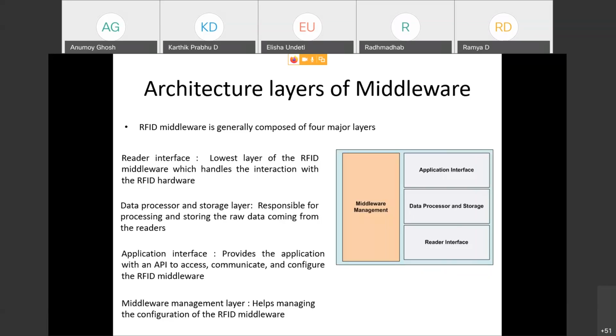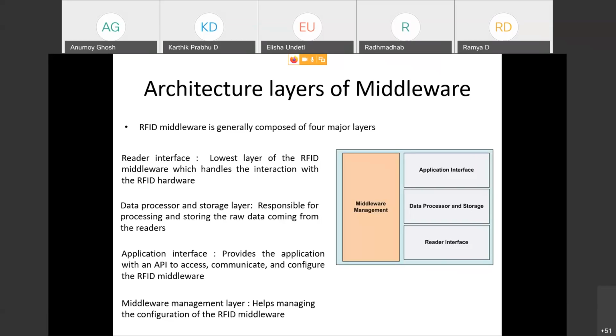And then the middleware management layer. The middleware management layer helps in managing the configuration of the RFID middleware. Let me give you one example. Suppose the middleware is configured in such a way that it will be able to sense and retrieve the data of 3 readers. Now suppose I want one more reader to be included in the network. That is done by the middleware management.